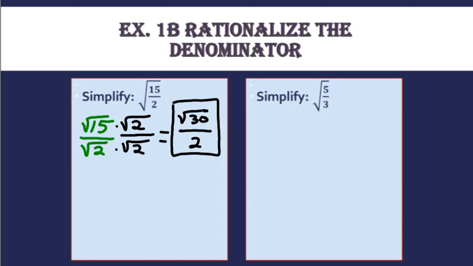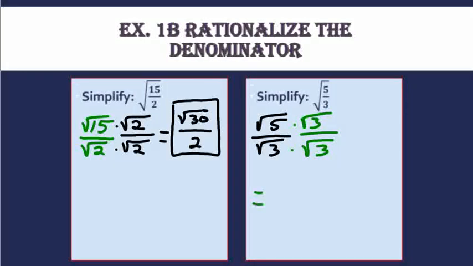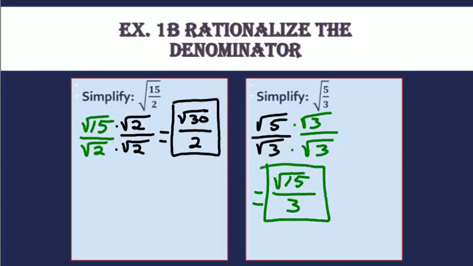Second example, square root of 5 divided by 3. So I need to rewrite this as a square root of 5 divided by the square root of 3. To get rid of the radical in the denominator, I must multiply it by itself, which is the square root of 3, and multiply the numerator by the square root of 3. That gives us an answer of square root of 15 divided by 3. Again, since I have a radical in the numerator and a whole number in the denominator, I cannot simplify them both, so this has to stay as my answer.